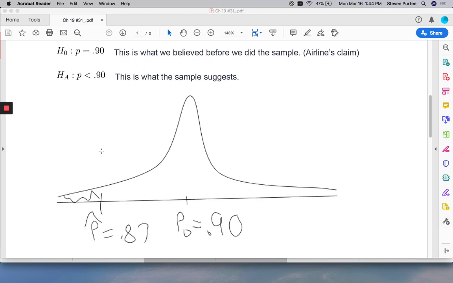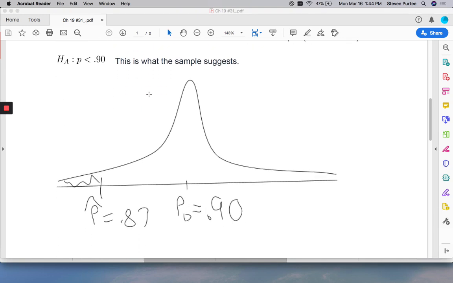We draw a picture. Right in the middle is P naught, the number we used to believe. Our sample is down here below. We always shade a tail, so we're going to shade under the 84%. Notice we shaded under, and we wrote below.